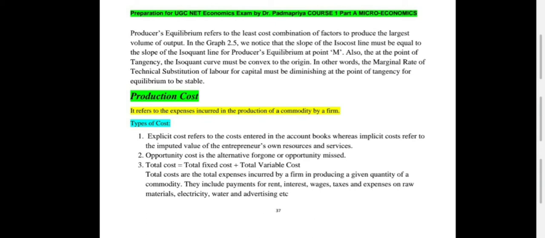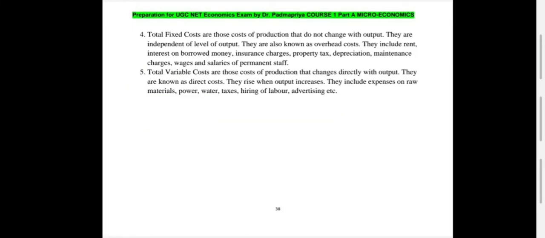So what are total fixed costs? Total fixed costs are those costs of production that do not change with output. We have to pay them even if we don't produce any output at all. They're known as overhead costs, like rent, interest on borrowed money, insurance charges, property tax, depreciation, maintenance charges, wages and salaries of permanent staff must be paid under any circumstance.